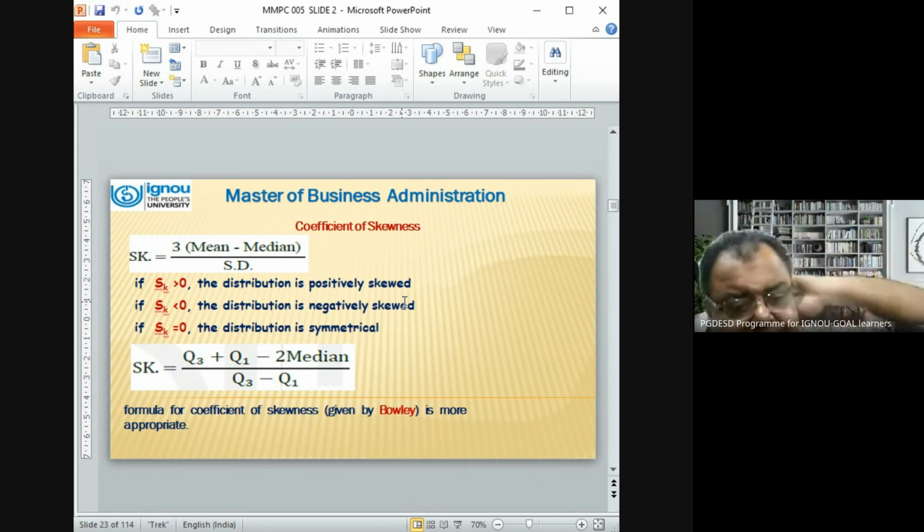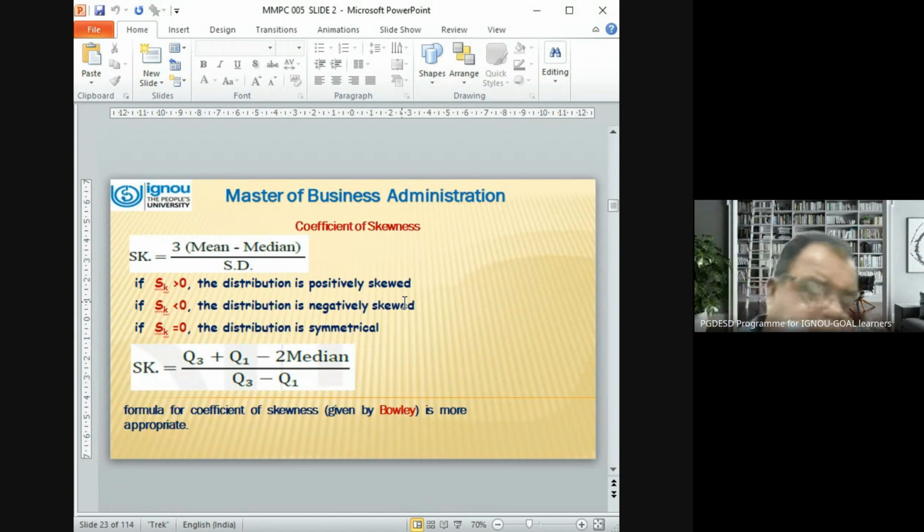Now, second one is Sk is equal to Q3 plus Q1 minus 2 times median upon Q3 minus Q1, which is a formula of coefficient of skewness which was given by Bowley, and it is more appropriate. That means we use Q3.